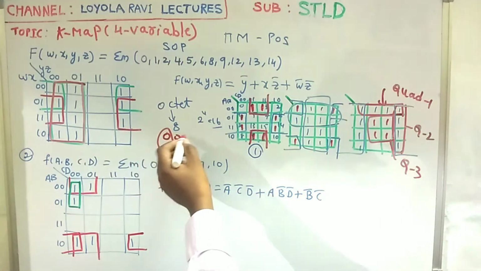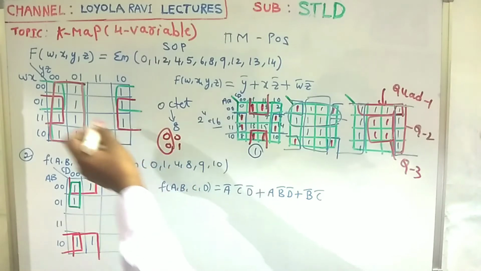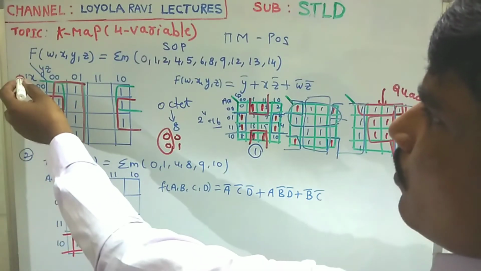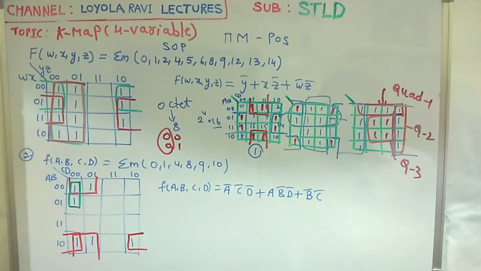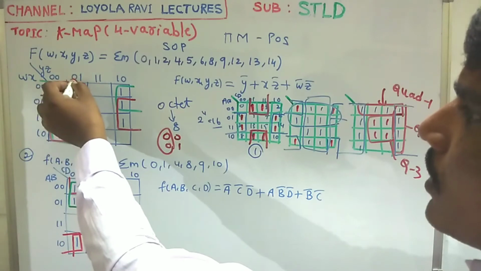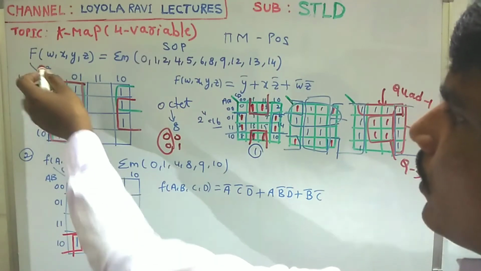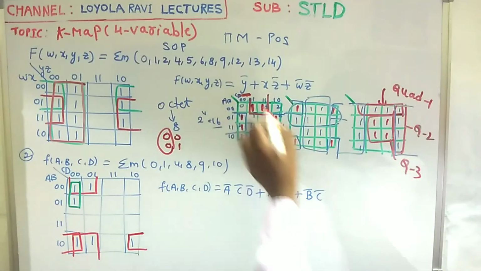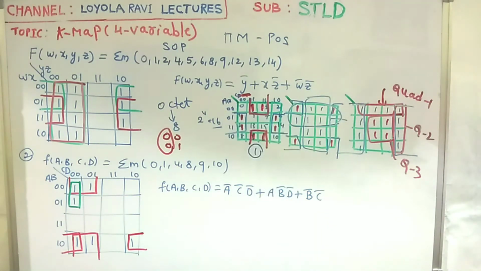Vertically we have 0 0 0 1, in that 0 is common. First variable is y here, second variable is z here. Here first variable is w, second variable is 0. That's why in the vertical line the first variable is common, that belongs to y, nothing but y bar. This is y bar. I already wrote the expression.